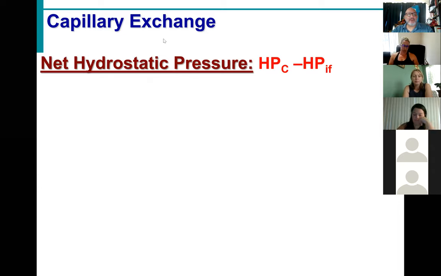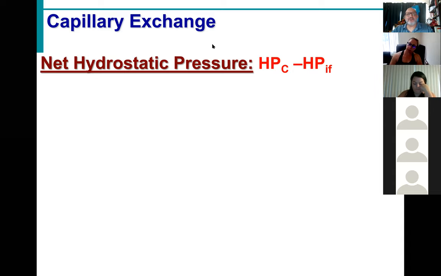If we wanted to know the net hydrostatic pressure, we would take the hydrostatic pressure of the capillary minus the hydrostatic pressure of the interstitial fluid. Let's do this first at the arterial end. At the arterial end, what would the hydrostatic pressure of the capillary be? 35, excellent. What is the hydrostatic pressure of the interstitial fluid? Zero, excellent.